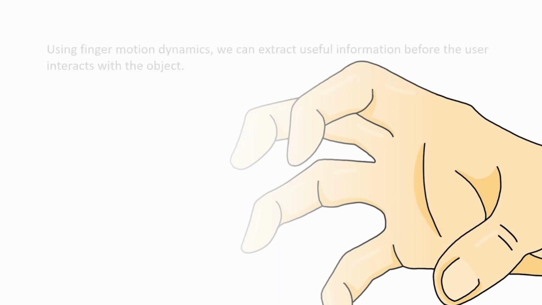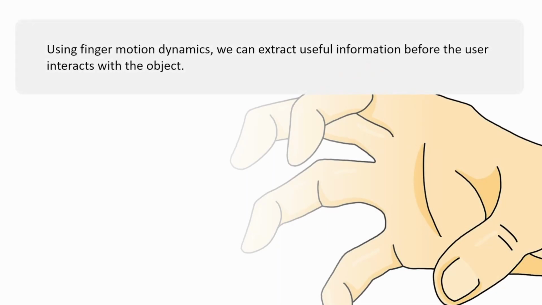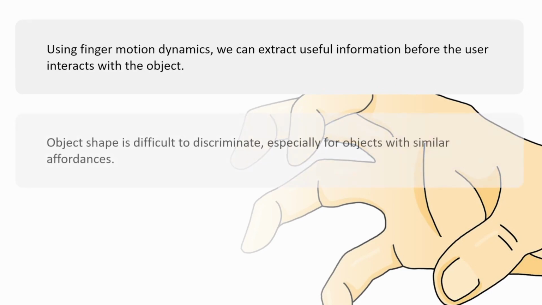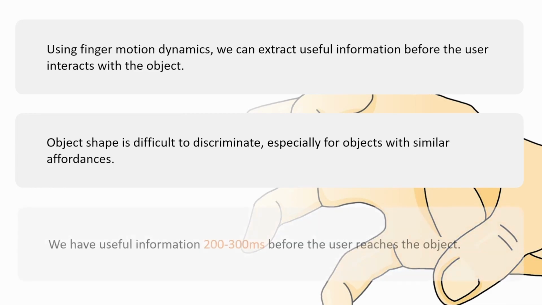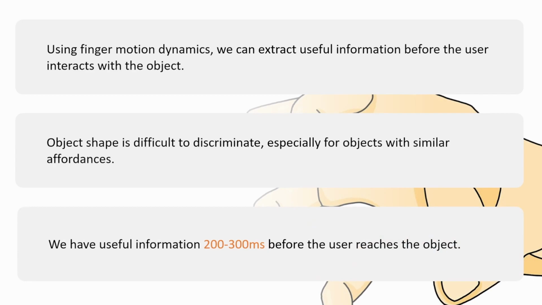Overall, we can say that using finger motion dynamics, we can extract useful information before the user interacts with the object. Object shape is difficult to discriminate, especially for objects with similar affordances. In most cases, we have reliable information about 200 to 300 milliseconds before the user reaches the object.